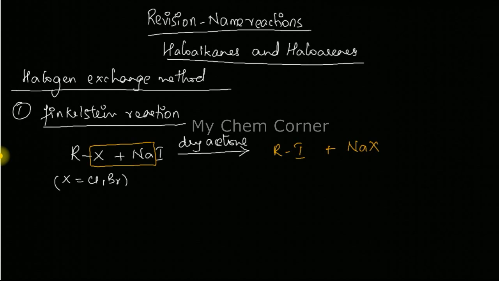So Finkelstein method is a method to produce alkyl iodides. Alright, it's specifically for it. So now let's take an example.